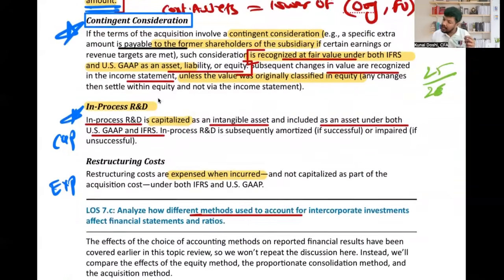Okay. In-process R&D, the R&D which is currently going on, is capitalized as an intangible asset. Remember, in-process R&D is capitalized. When I say capitalized, it means it is added to the assets. This is common treatment in IFRS and US GAAP, right? Restructuring costs are one-time, so restructuring costs are expensed whenever you incur them. All right. This is the differential treatment apart from the other treatment under business combination.